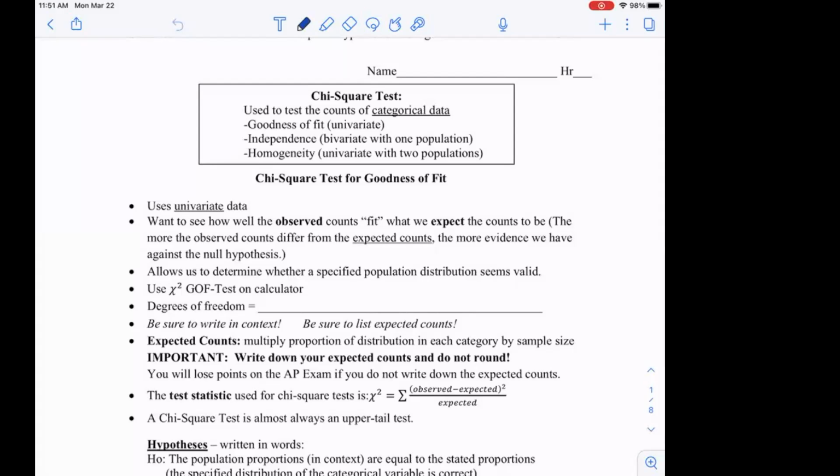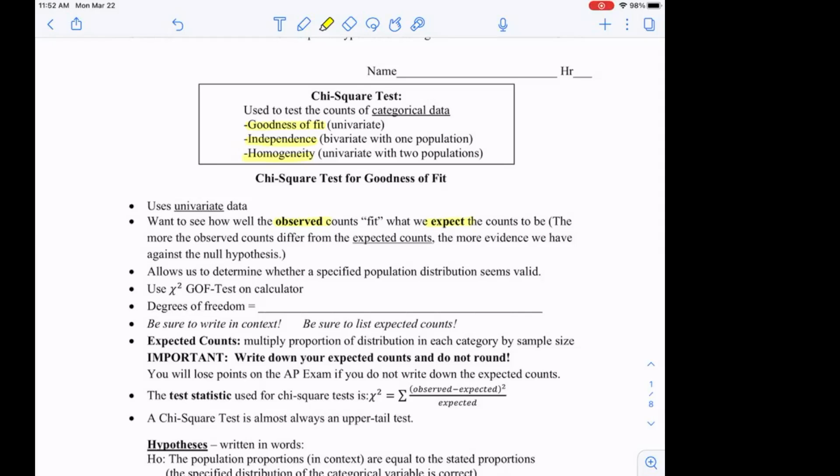Here we go. A chi-squared test, again, is used for categorical data. There are 3 different types that we're going to come across. The example we just did was a goodness of fit test. We also have an independence test and a homogeneity test, and hopefully we have time today to get to the homogeneity test. There are 2 things we talk about here: observed counts and expected counts. We'll get to more about that later as we see the different examples. It allows us to determine if a specified population distribution seems valid.